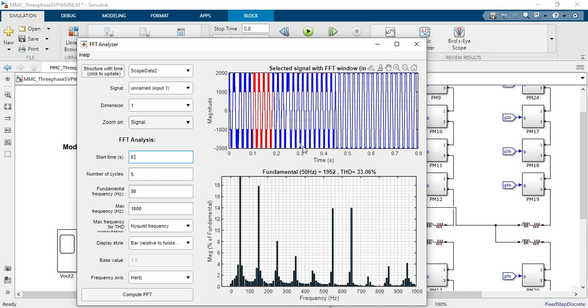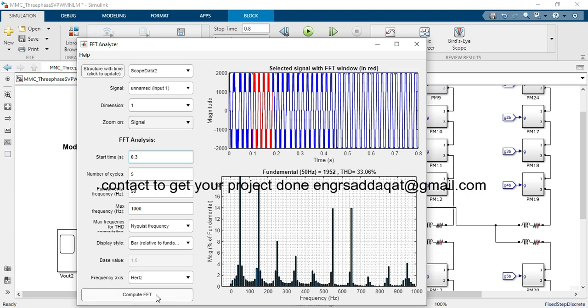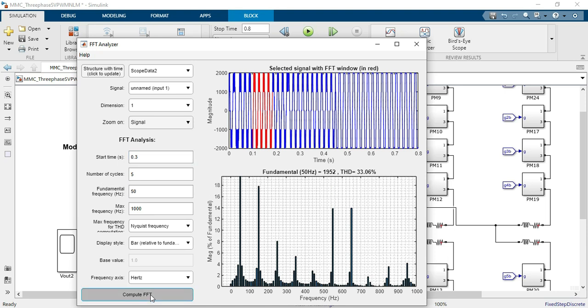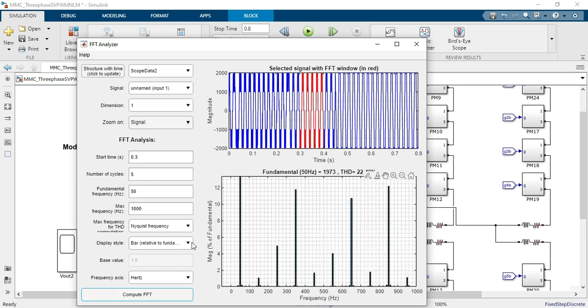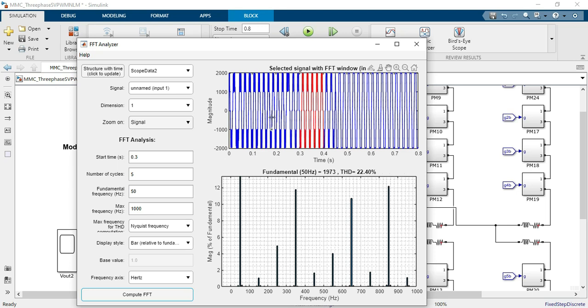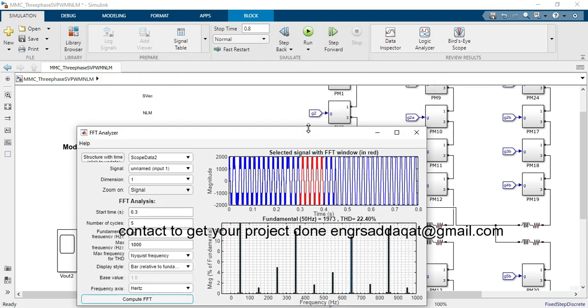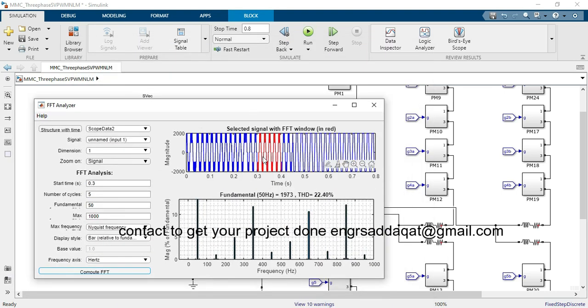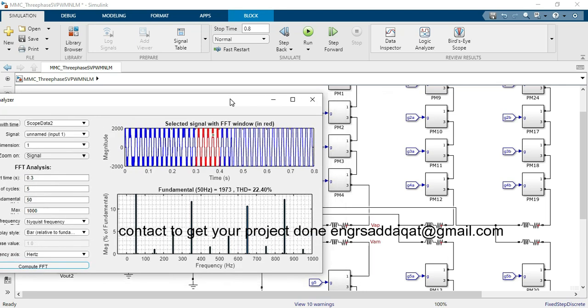If I increase this time to 0.3, that will be for the space vector. So 33% with PWM, and let me press compute. With the space vector we are getting 22.4% THD, which is less compared to the PWM. Please keep in mind that we haven't increased the number of levels. The number of levels is the same. Here the number of levels is 5 because we are using 4 submodules.